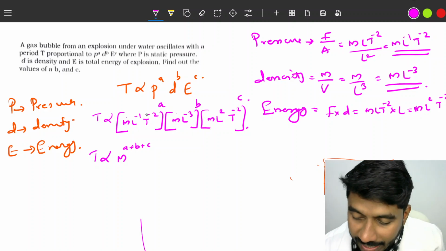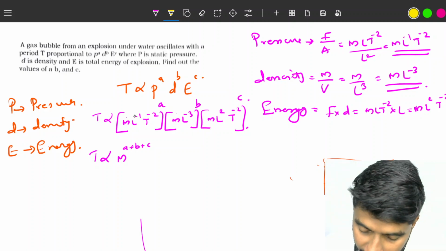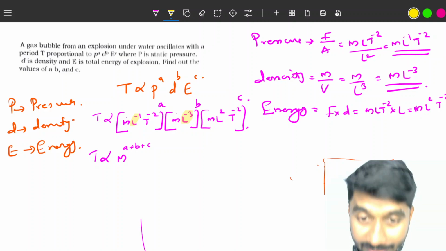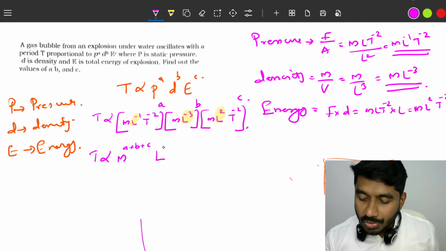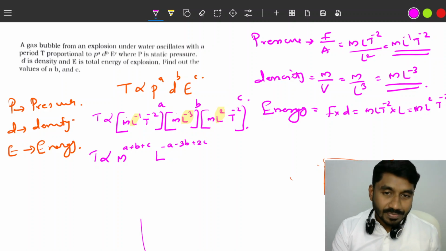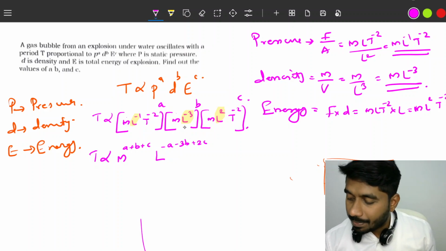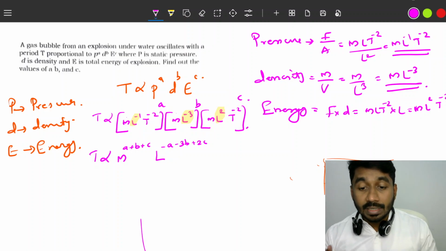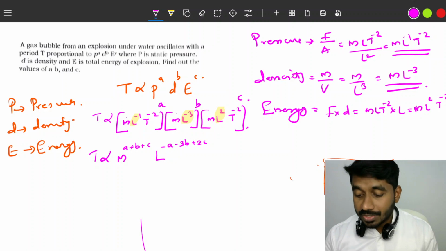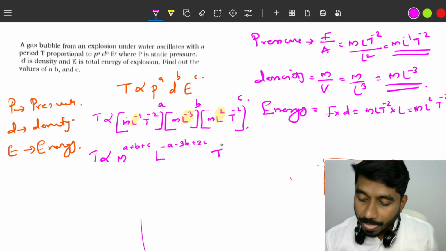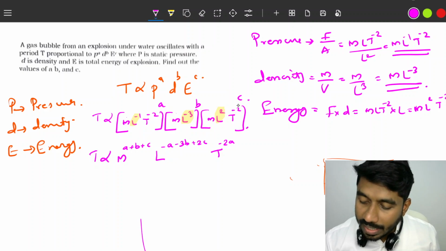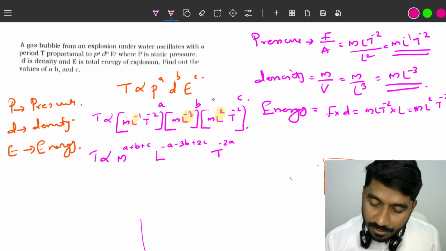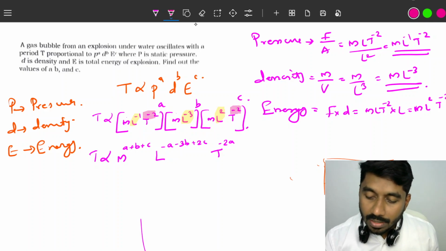Now, come to the L. So listen everyone, come to the L. I will mark it here. L raised to minus 1, L raised to minus 3, L raised to 2. So just add the powers. L raised to minus A minus 3B plus 2C. I hope it is clear. Got it? So what I did, I just multiplied all the L terms together and added the powers. Minus A minus 3B plus 2C, and T raised to, what is here? Minus 2A, then minus 2A, then here there is no T and T is here itself. So we can find this is T, this is also T. So what will you get?